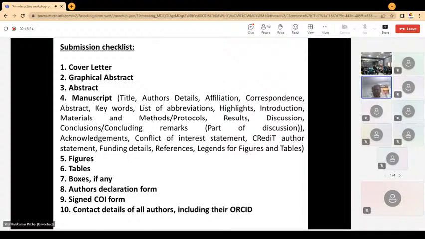They give ORCID as optional. Don't take it as optional. Provide the ORCID. Nowadays, if you have the paper with ORCID, it can be directly linked to Scopus. And if you have an ORCID-linked paper, it can be directly linked to Web of Science. So you can directly export the paper from ORCID to Web of Science. So don't ignore that one.